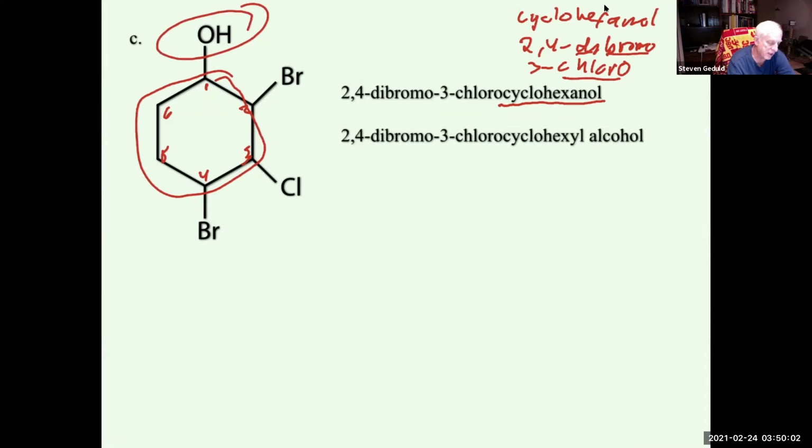The common name is 2,4-dibromo-3-cyclohexyl alcohol. This gives a space there. It's only going to be the common names.